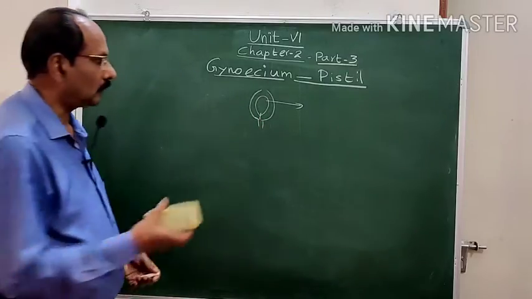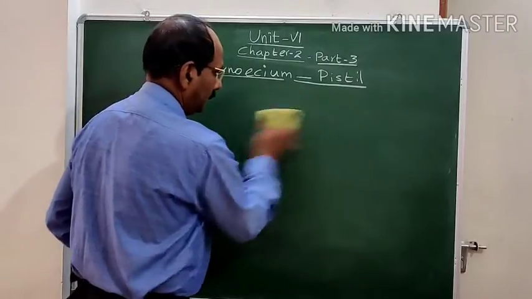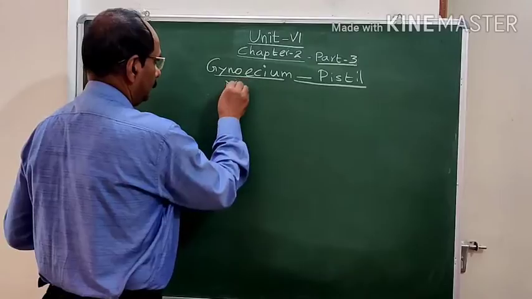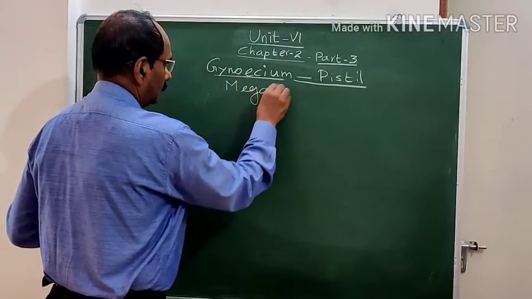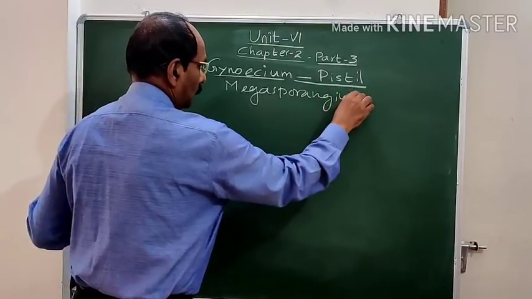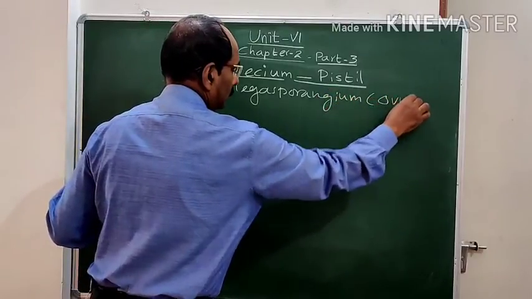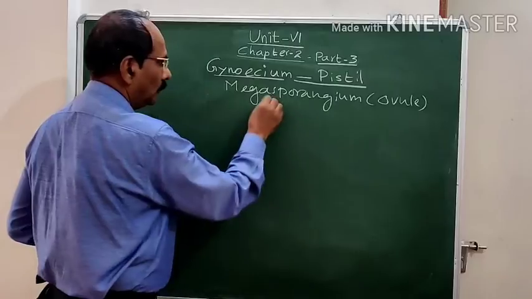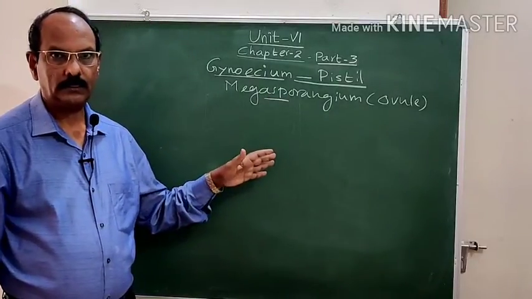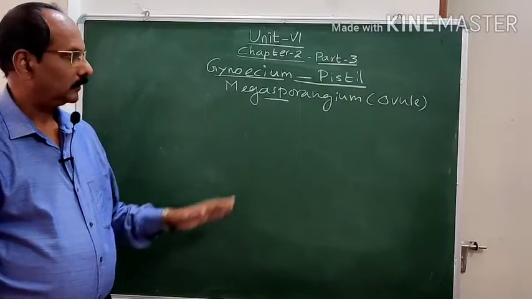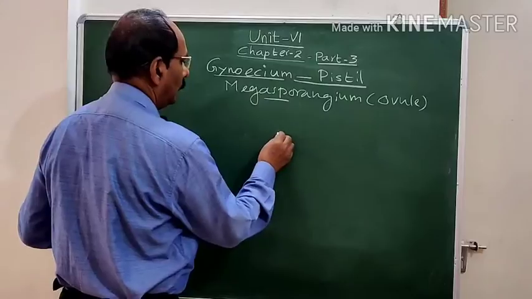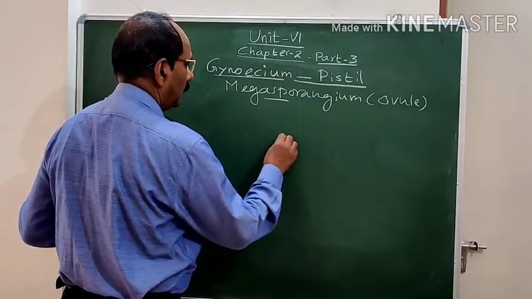Ovule means megasporangium. So let us study the structure of a megasporangium. Megasporangium is also known as ovule. So there are different types of the ovule. An ovule structure is explained in the NCERT textbook, that is the anatropous ovule. So I will draw an anatropous ovule, structure of an anatropous ovule. An ovule having an embryo sac.